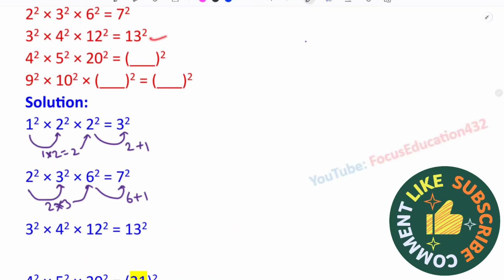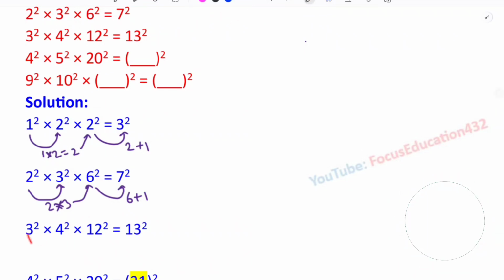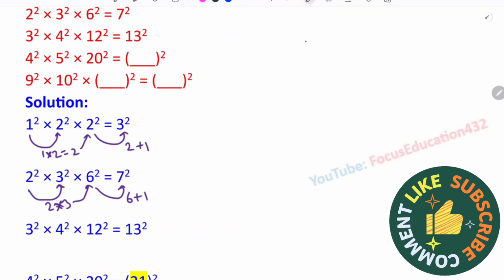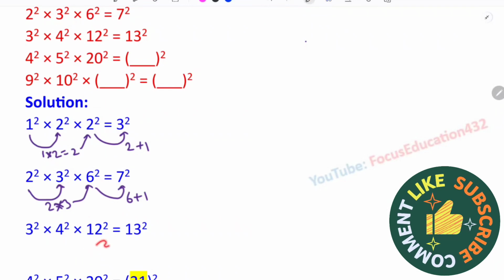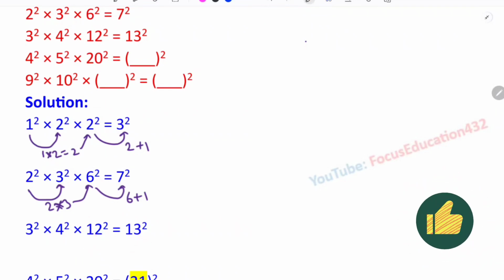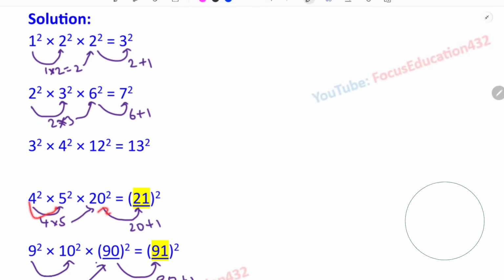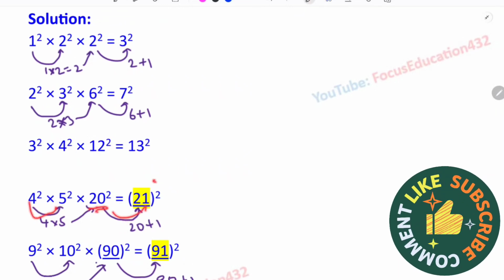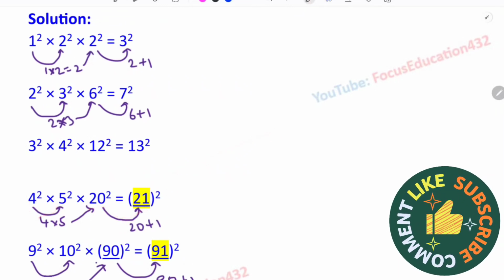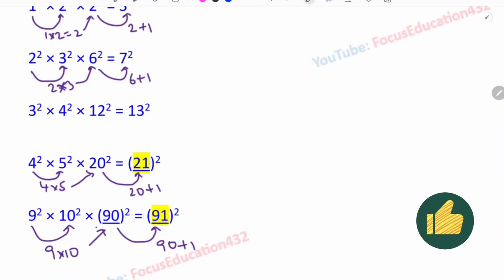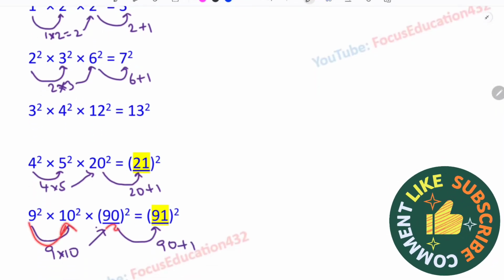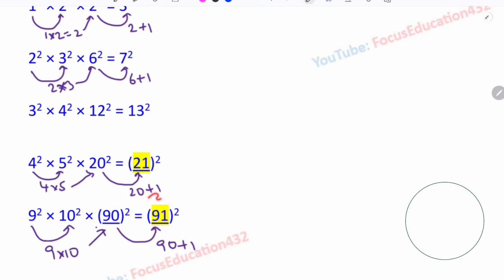Now the third one, 13 is there, we will do this one. 3 multiplied by 4 is 12, so 12 plus 1 is 13. Now we can easily fill the other one. 4 multiplied by 5 is 20, 20 plus 1 is 21. So this is our answer, 21. Then the last one, 9 multiplied by 10 is 90, and this is also asked here, and 90 plus 1 is 91.